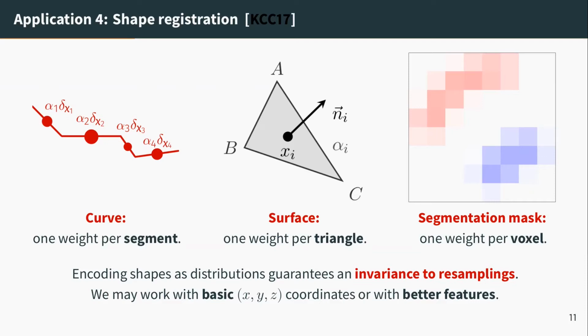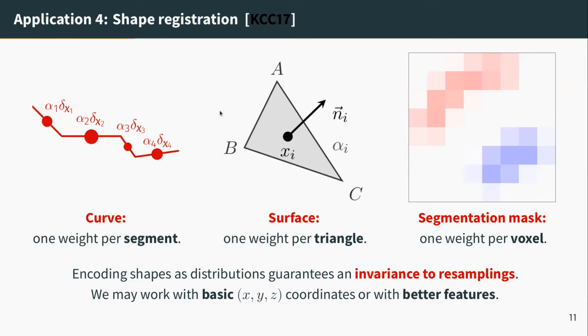Then this collection of segments, you can turn it into a probability distribution where every weighted Dirac mass corresponds to a segment. And so at least the most simple thing you can do is to put a Dirac mass at the center of your segment with a weight that is proportional to the length of the segment.